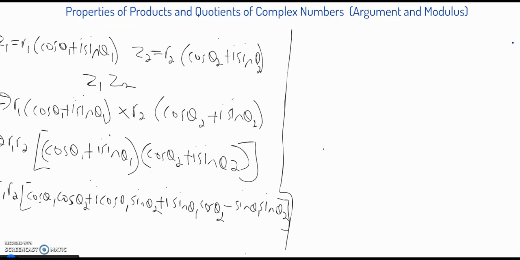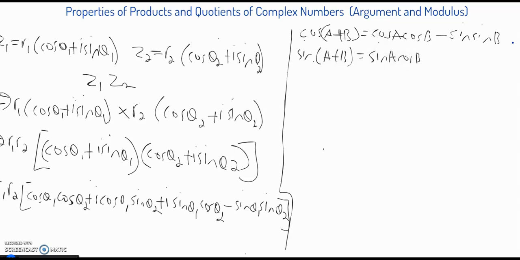Now if we examine this expansion carefully, we would realize that there are several trig identities that might be coming out at us. Let us go back to our compound angle formula that says if you have the cosine of A plus B, when I expand this, it becomes cosine A cosine B minus sine A sine B. And if I have the sine of A plus B, when I expand this, this is going to be sine A cosine B plus sine B cosine A.